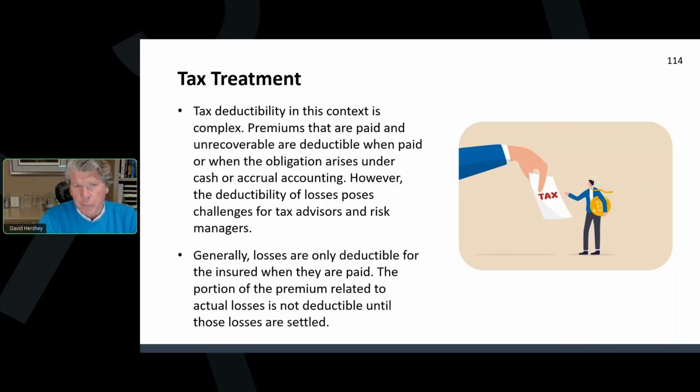The deductibility of losses, not so much, because when you pay these numbers, okay, the invoices, that's an insurance expense. That's deductible. All right. So on this, the deductibility of losses, incurred losses, I would agree with. Okay, that's a challenge. However, once you pay the invoice, that's all going to be tax deductible. Generally, losses are only deductible for the insured when they are paid. Okay, so under a paid loss retro, not a problem because it's all based on paid.